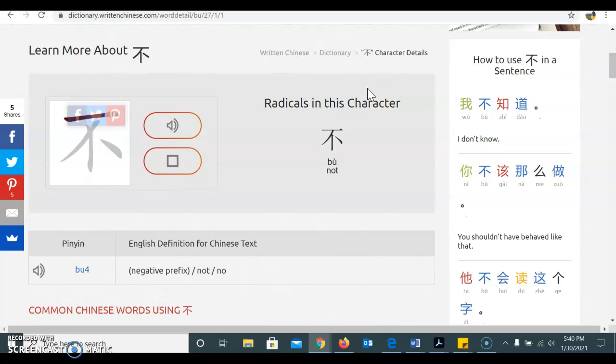And I love how they have examples right here. It's so useful to know because I can understand some of the grammar behind it, like wo bu ji da. I don't know. Oh, so bu goes here. Bu goes before the verb. Okay, I understand now. And some more examples.